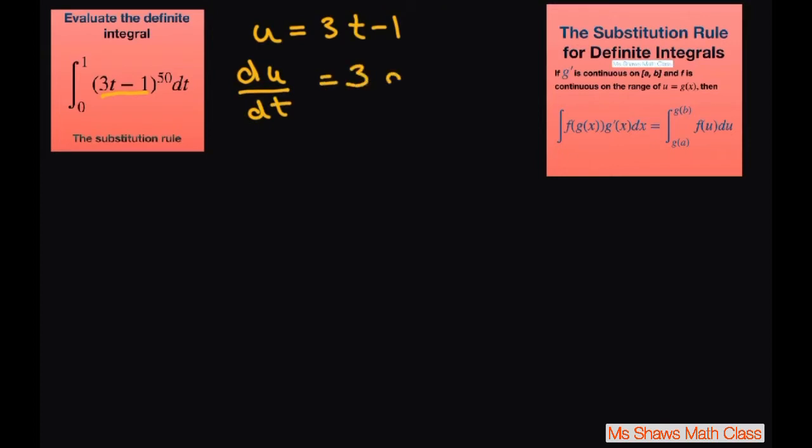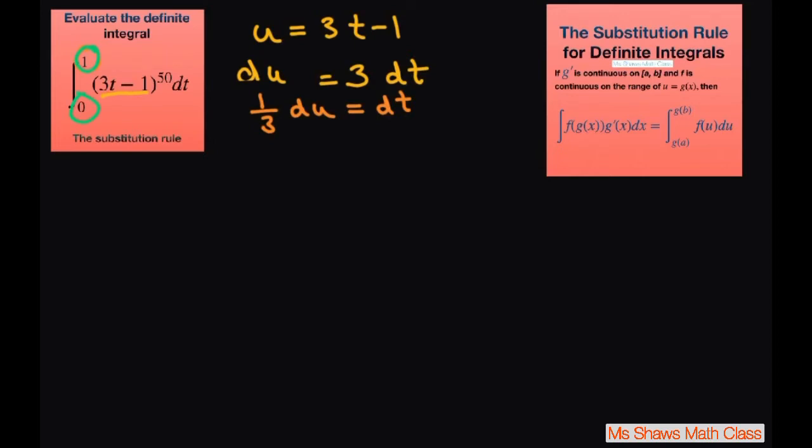We cross multiply and move the dt up there. We're going to solve for dt, so if you multiply through by 1/3, you get 1/3 du equals dt. Now, for definite integrals, we have to change our limits because we're dealing with u now and not with t. So we have to change our limits here.